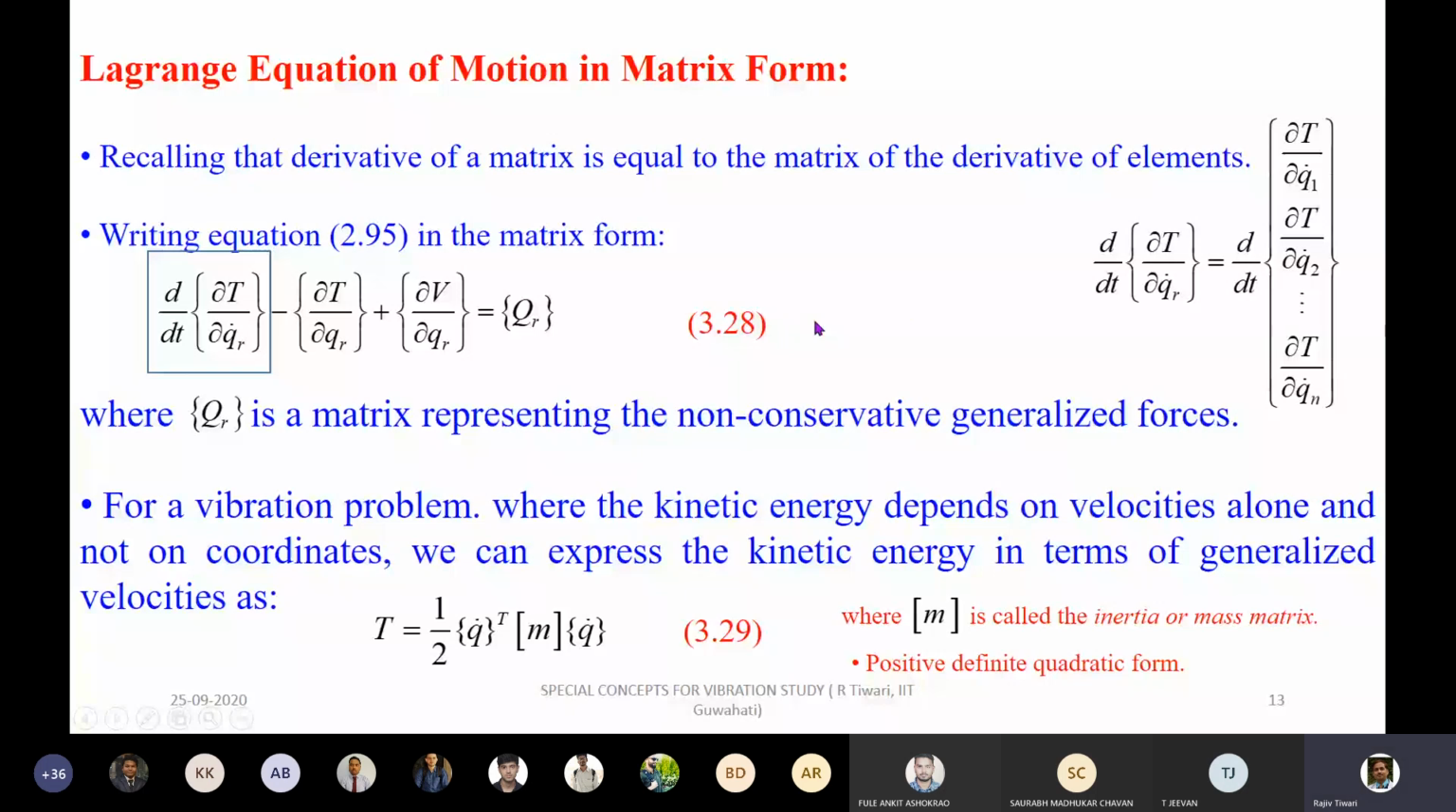So now we are writing those n number of equations in a matrix or vector form. So if you see, I'm not writing r is equal to 1 to n. This I have written in the matrix form, delta T by delta q r dot, where delta by dt is common. This is an n-dimensional vector, so it is having differentiation with respect to the first velocity generalized coordinate, second, third, nth.